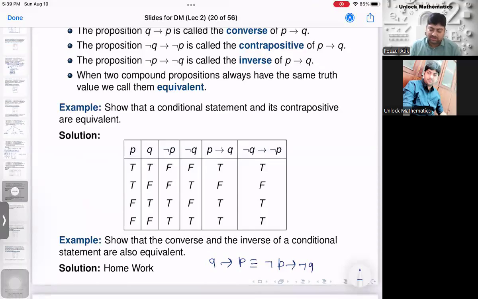How do you prove it? Just do the truth table, the same kind of truth table. Make this column and see whether they have the same truth value or not. If they have the same truth value like this, you can immediately declare that they are equivalent, right? So please take this as an exercise problem. Please finish it. It's very easy, but you will get some practice.